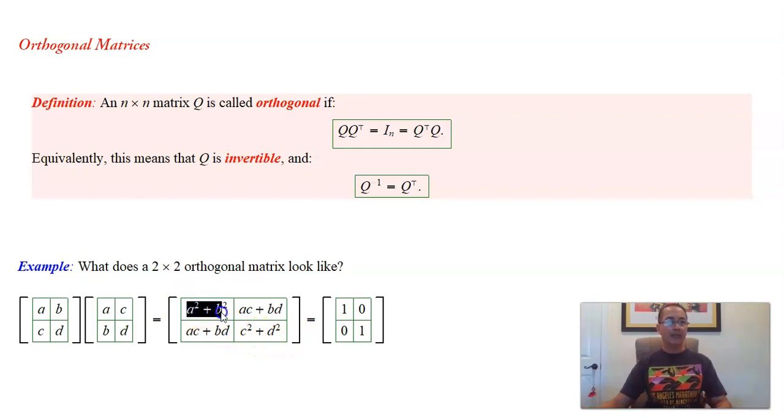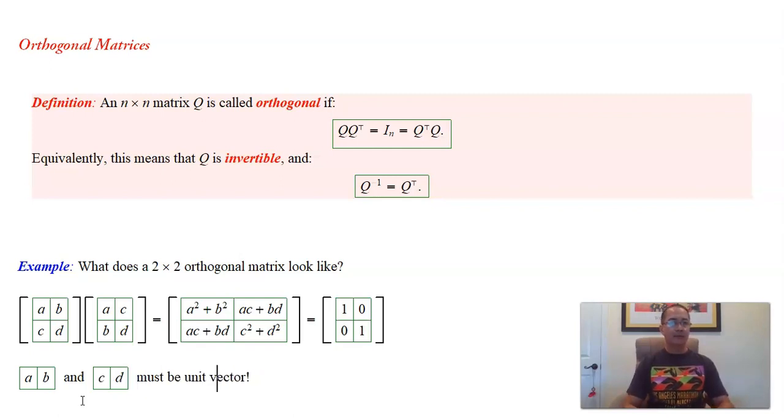Well, what does that mean? Of course, a squared plus b squared must be equal to 1, and c squared plus d squared must be equal to 1. Where do we see a squared plus b squared? When we take the length of a vector. So that means that (a, b) must be a unit vector. Oh, wait a minute, there's another one. So (a, b) and (c, d) must be unit vectors.